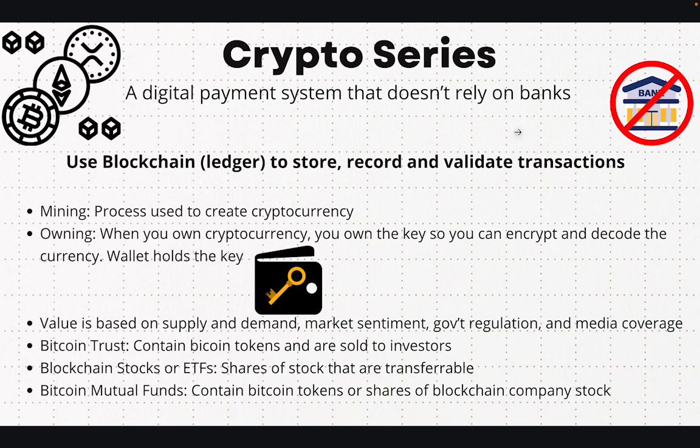Okay, we're going to really shift and talk about crypto. Okay, crypto. It's a digital payment system that does not rely on banks. It uses blockchain, which is a ledger, to store, record, and validate the transactions. There is something called mining. That's the process used to actually create the cryptocurrency.